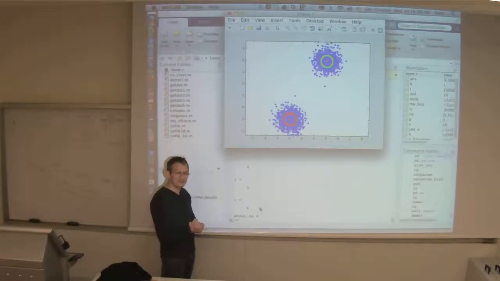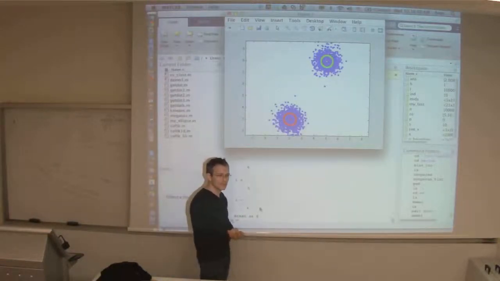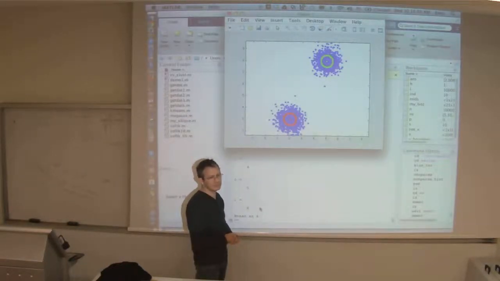Why do we need what? No, maybe I don't understand something. Okay. We have observations, and we don't know that they're distributed this way. Like we don't know that there are two clusters.